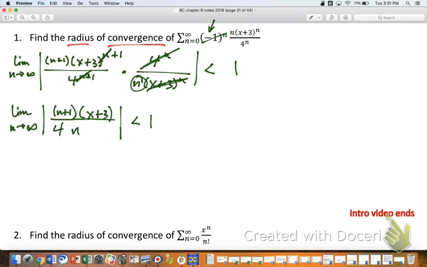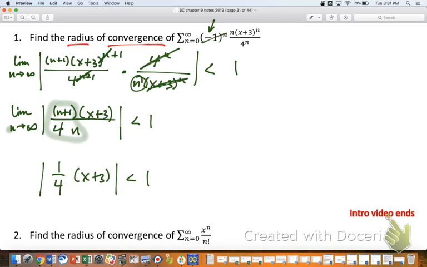Okay, so I'm ready to apply my limit. And let's remember that it's the limit as n goes towards infinity. It doesn't have anything to do with x. And so my limit as n goes towards infinity is going to apply just to this part. You could use the pre-calc trick, or you could use L'Hopital's rule. I would prefer the pre-calc trick. Notice the degree of the top and the bottom are the same. They're both n to the first. So I could apply this limit, and I would get 1/4 times the absolute value of x plus 3 is less than 1.